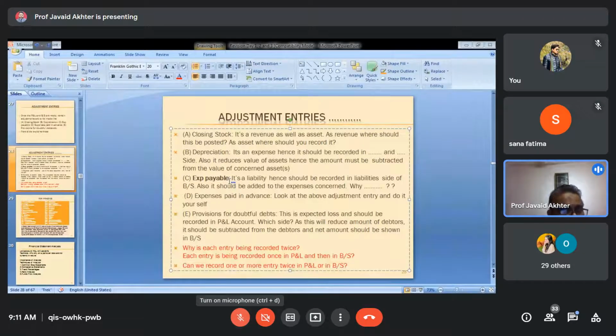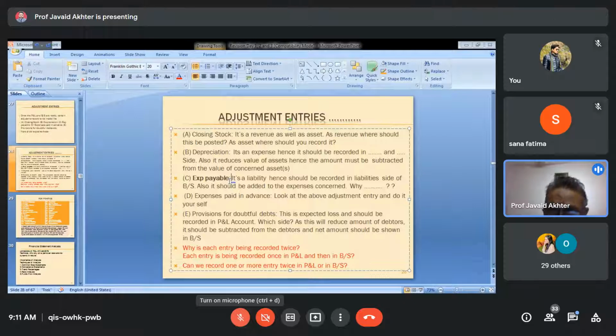Suppose the company is making payment of salaries in cash and the person on the last day was absent. So the company will not pay him. Or the company has promised to pay rent, but on the day when the rent became due, the company had no money. So it is payable.